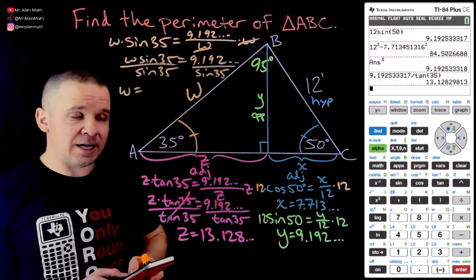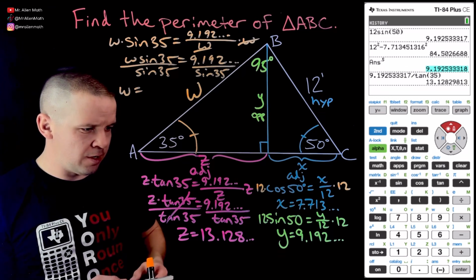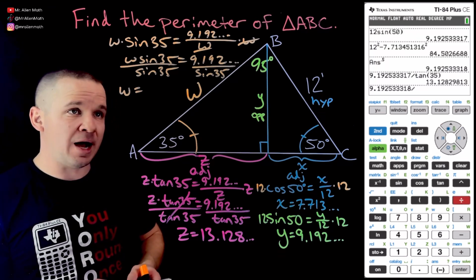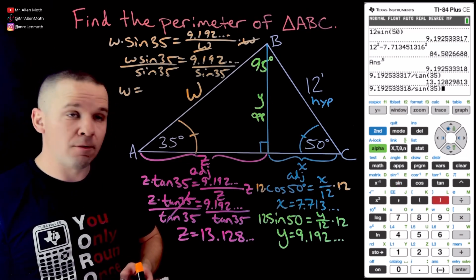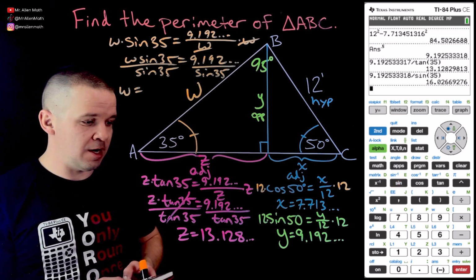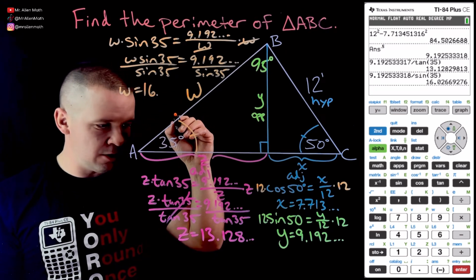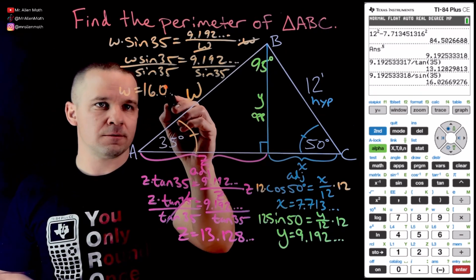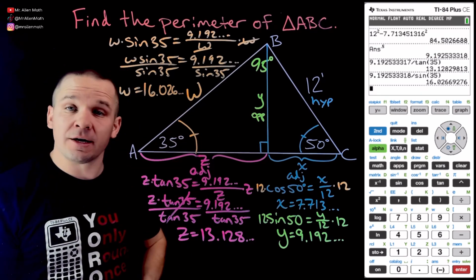So we got the 9.192, there we go, that guy. Boom. Divided by sine of 35. Looks good. Hit enter. Boom. We get 16.026 and change. Okay. And I'm going to show you guys now, like I said, with Pythag.